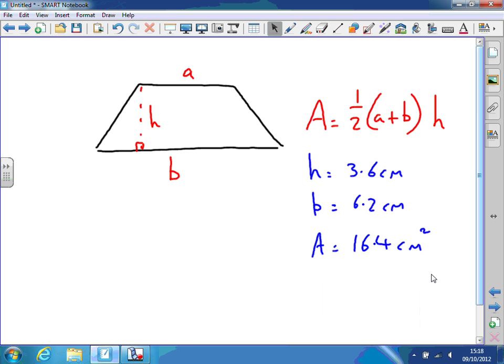Given some values for the perpendicular height of this trapezium, as 3.6 centimetres, the length of the base B is 6.2 centimetres, and the total area is 16.4 square centimetres. We've got to work out what A is, find A. Side A.